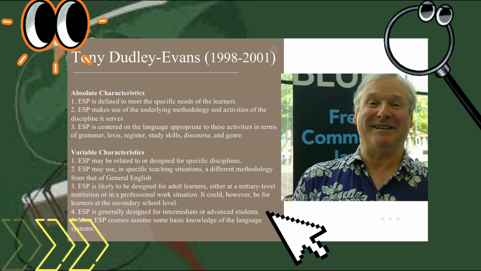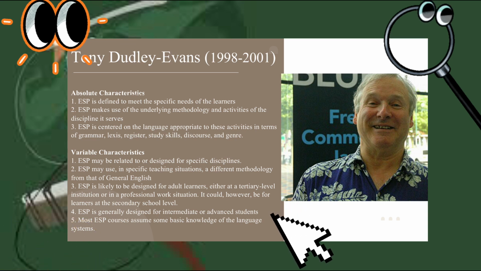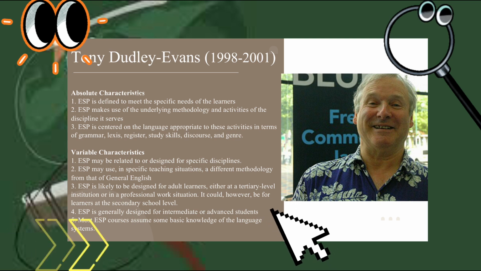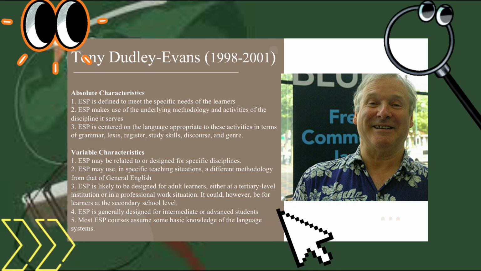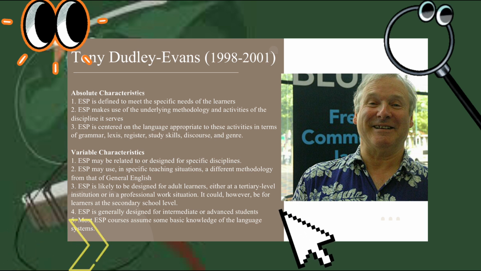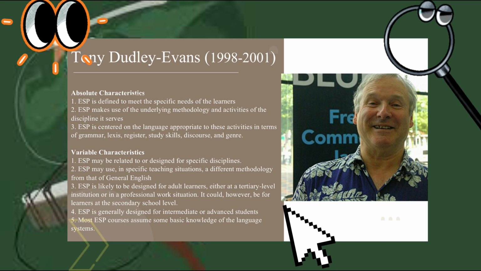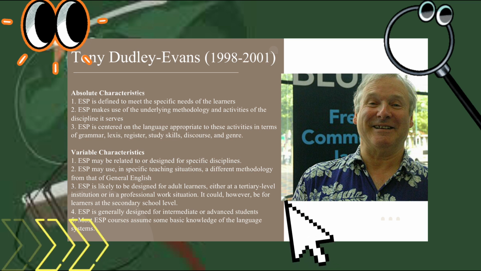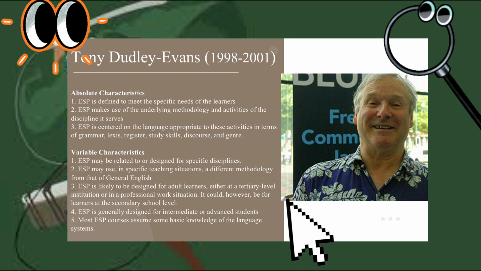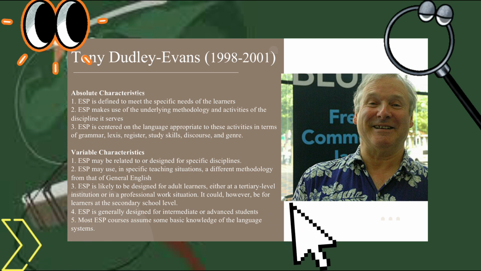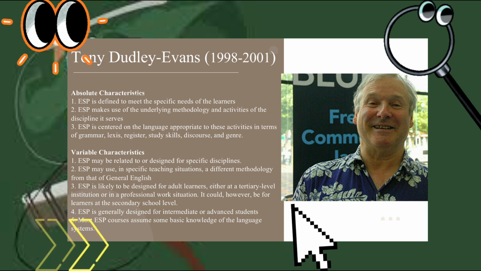and genre. We have also here the 5 variable characteristics of ESP by Tony Dudley Evans. So the first one, ESP may be related to or designed for specific disciplines. Second, ESP may use in specific teaching situations a different methodology from that of general English. The third one, ESP is likely to be designed for adult learners, either at a tertiary level institution or in a professional work situation. It could, however, be for learners at the secondary level.